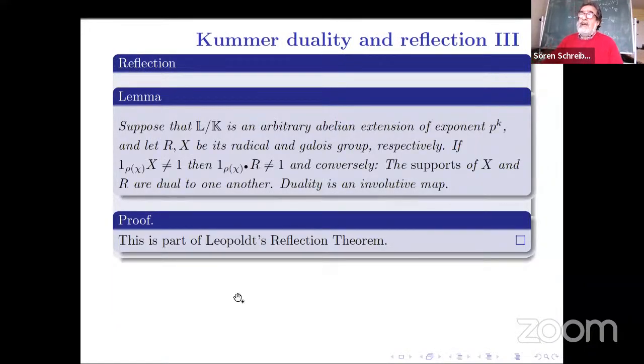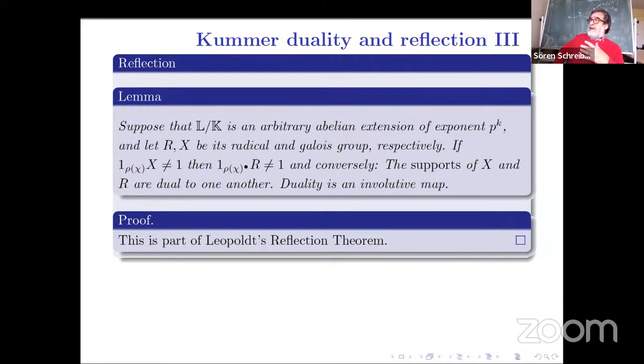And as a main application, this is an abelian case of Leopold's reflection theorem, or a part of Leopold's reflection theorem. I will say what it's all about. Take L over K, an abelian extension of exponent P to the K, and R and X are radical and Galois group. And now there's a relation between the support of the radical and the support of the Galois group. The support is meant in terms of the decomposition of one, which I introduced above.